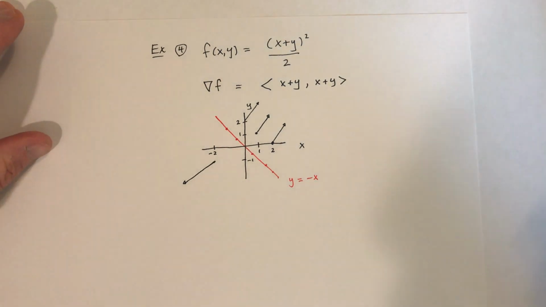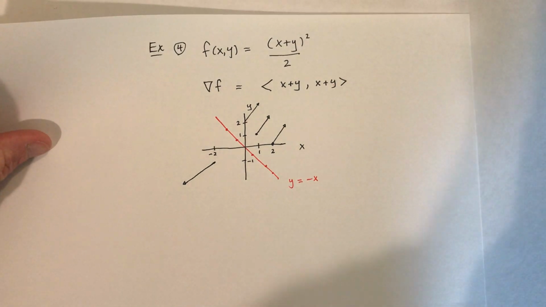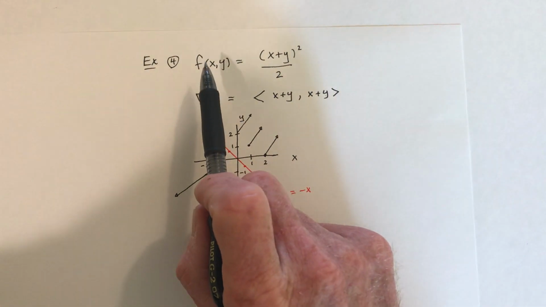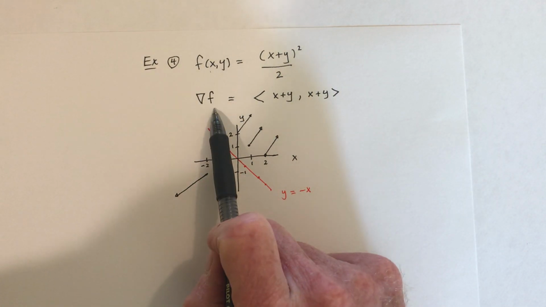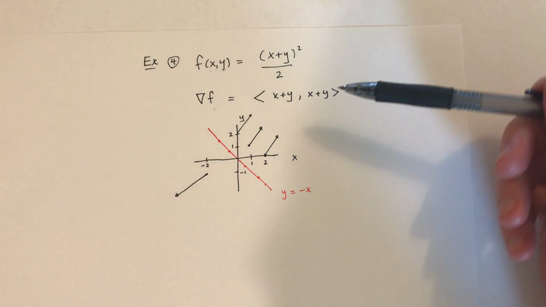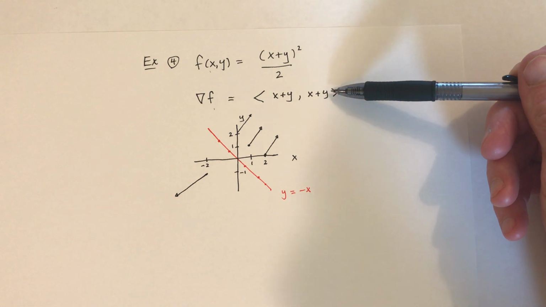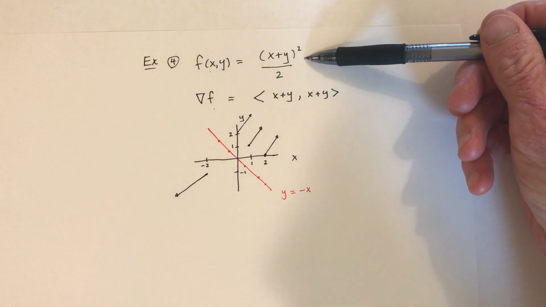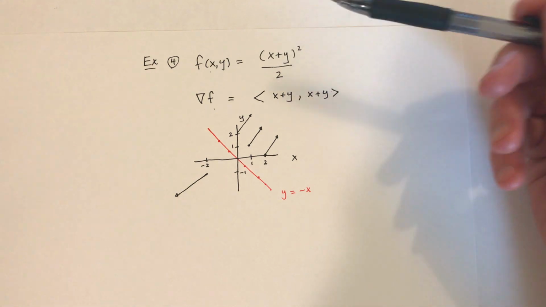Okay, then on to the next idea. You can be given a function and then you can create a vector field by doing the gradient. Well, is it then true that you could work backwards? If you were given the gradient, could you work backwards and find out what the original function was?